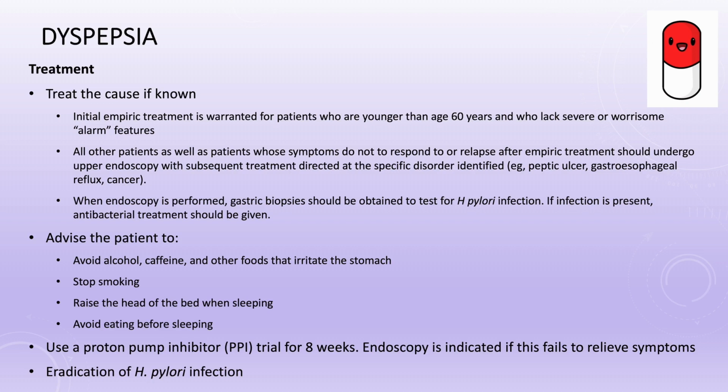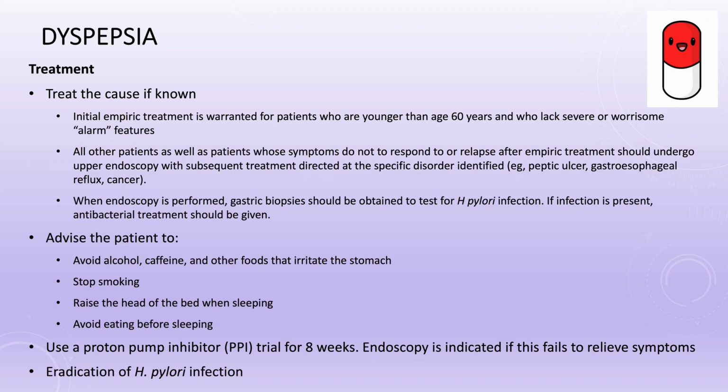So initial empiric therapy for patients younger than 60 years old with none of those alarm features would be things like proton pump inhibitors, H2 blockers, to try to see if we can get these symptoms under control. For all patients that are less than 60 and don't meet that criteria, but that respond or relapse after treatment, they should get an endoscopy.